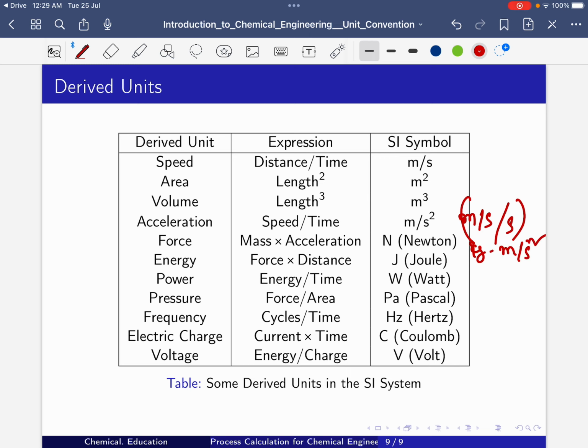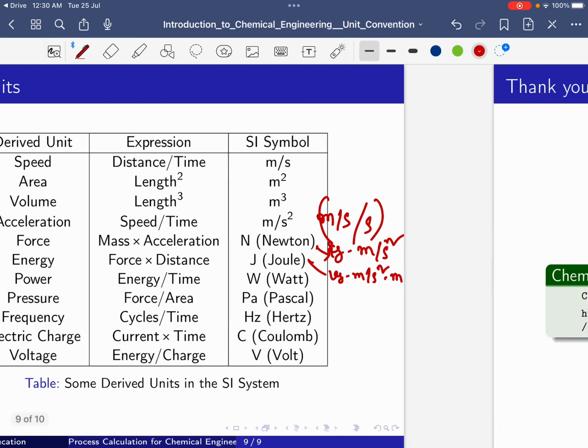Then energy is force into distance. We know the newton is kg meter per second square, multiplied by distance in meters, so kg meter square per second square is the joule. Similarly, power is energy per time, pressure is force per area, and frequency is cycles per time, which is hertz. Electric charge is current into time, that is coulomb. Voltage is energy per charge, that is volt.